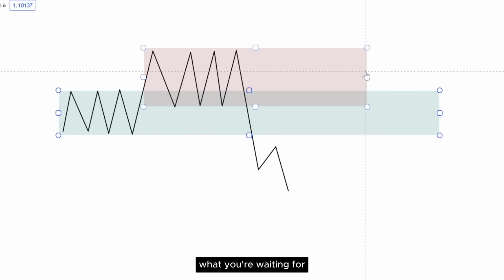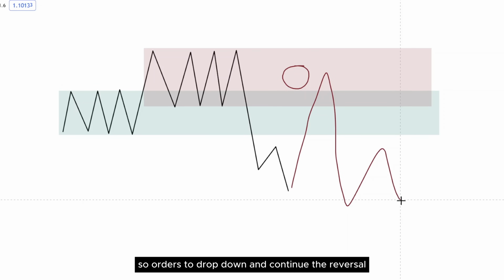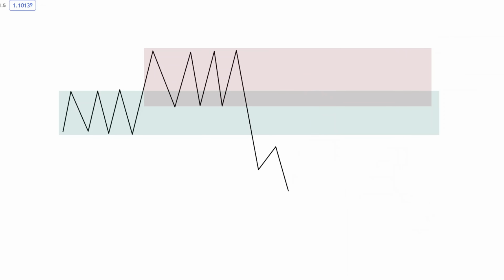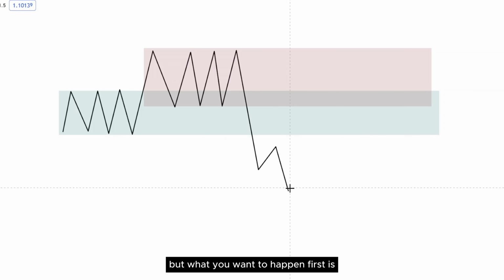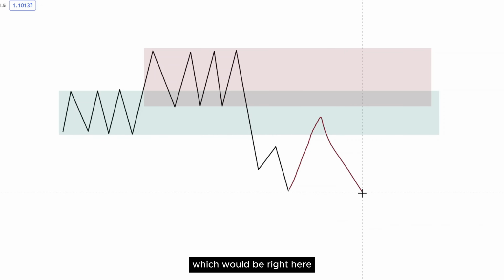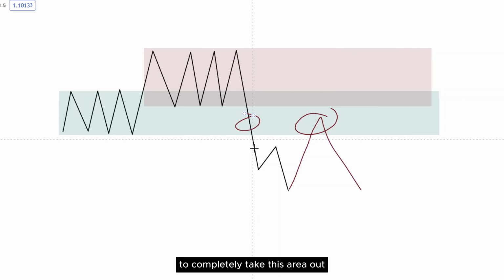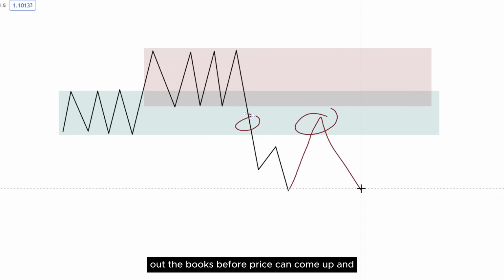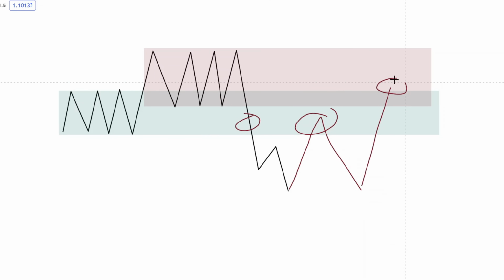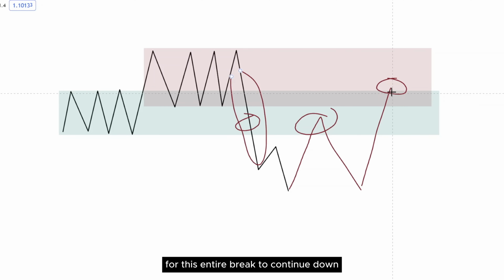What you're waiting for is a retracement back to this base to grab more sell orders to drop down and continue the reversal. But what you want to happen first is a complete liquidation of your previous area, which would be right here. Why would you need this to happen? Because of the sell orders injected right here to completely take this area out. You would want a last test to balance out the books before price can come up and go to your initial sell base that was responsible for this entire break to continue down.